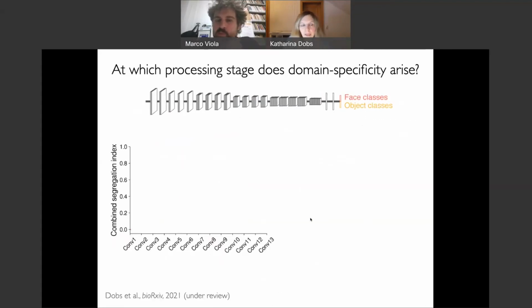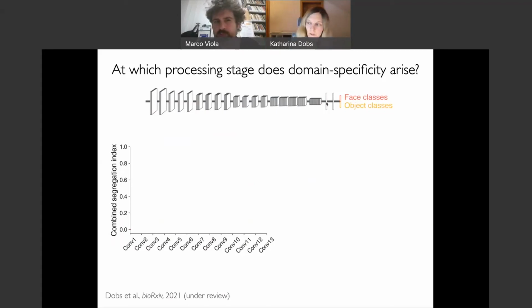And then we wondered, okay, but we took one layer now, right? We took the last convolutional layer, but at which processing stage does this domain specificity, this functional segregation, arise? Particularly, we know from the human visual system that functional specialization for faces is not there, or at least that's what the evidence shows so far, for the early visual processing stages, where we assume that the features are shared between all the different tasks, but then after some mid-level processing stage, that's when units and features start to specialize for faces and for other things.